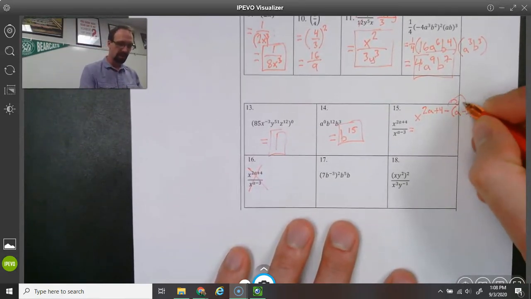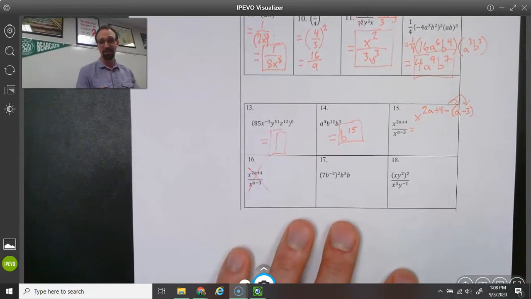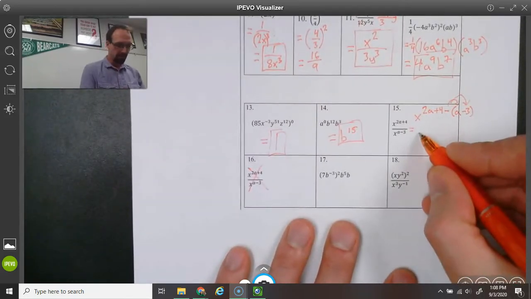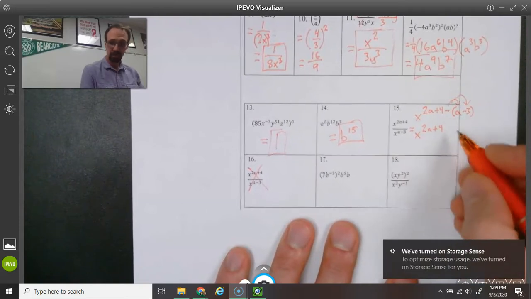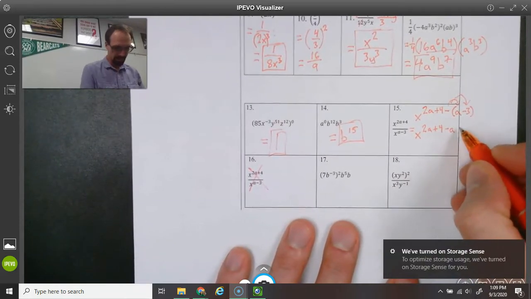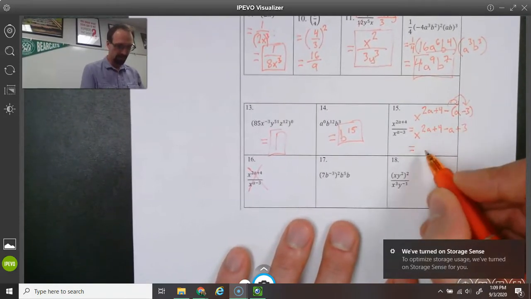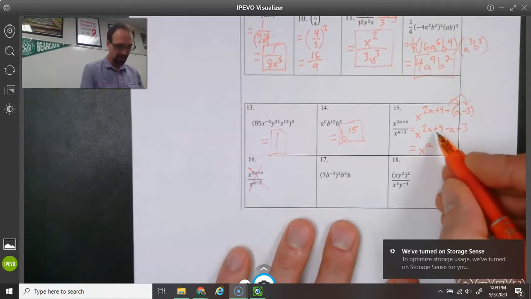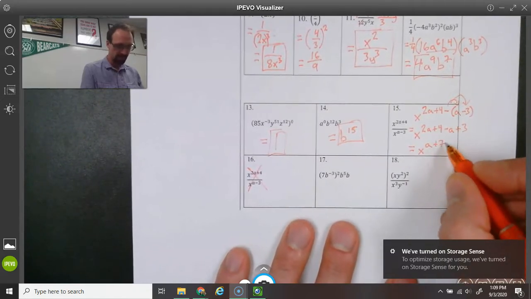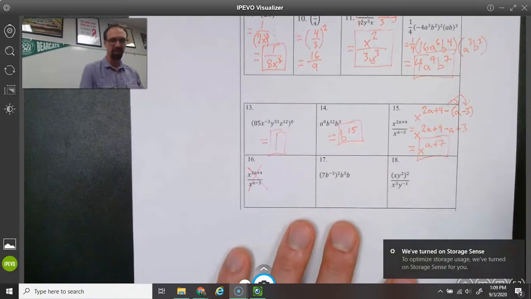And again, because I'm subtracting, I need to distribute that negative sign. So what I end up with is x to the 2a plus 4 minus a plus 3. So if I simplify this, I have x to the a, 2a minus a is a, and then plus 7. So x to the a plus 7 power.